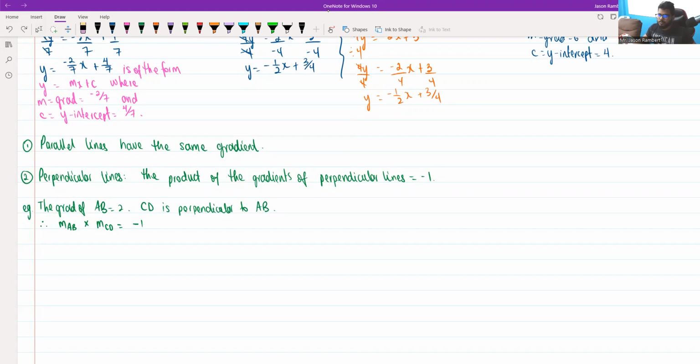So now, let me put in what information I have. The gradient of AB is 2, times the gradient of CD is -1. Just like when we solve equations, I'll divide by 2 on both sides to get rid of this 2 here. And the gradient of CD is -0.5. Now, this is the long way around calculating, and I'll show you the easy way to calculate.